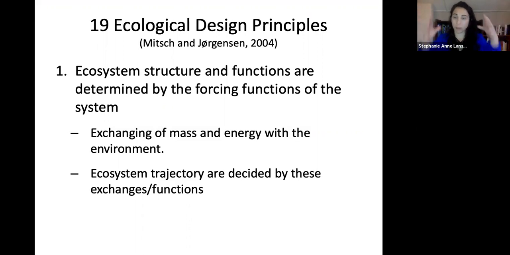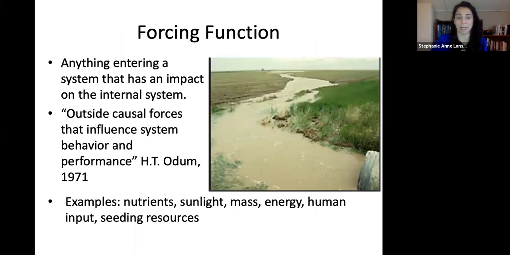So when we think about the forcing functions, what's making things happen, it's about the mass and energy within the system. What is the mass coming in and what is the mass coming out? It's all about mass balance and energy balance. And where the ecosystem trajectory is going to go is decided by these exchanges and functions, the mass in and the mass out.